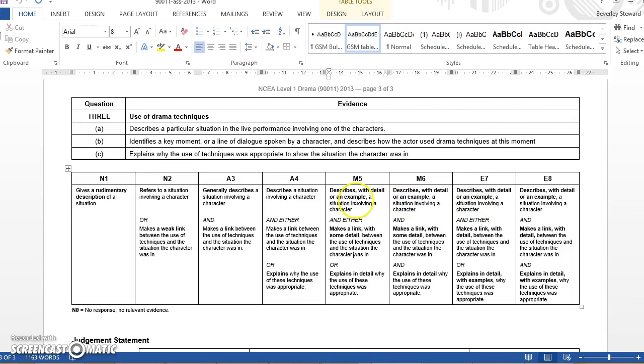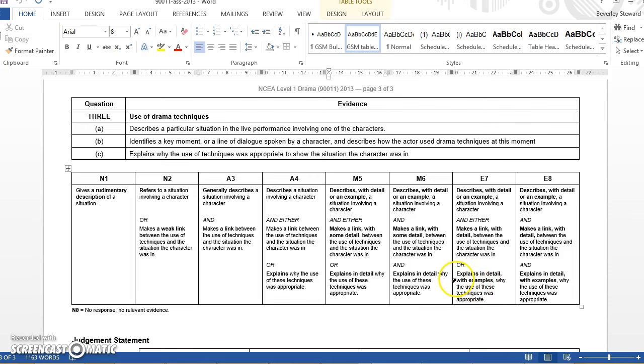Now you'll see that that's not that different, it's the same as the merit. So those first questions are really basically up to kind of merit standard. You're not going to be able to get excellence for those first questions. And then makes a link with detail between the use of techniques and the situation the character was in, or explains in detail with examples.